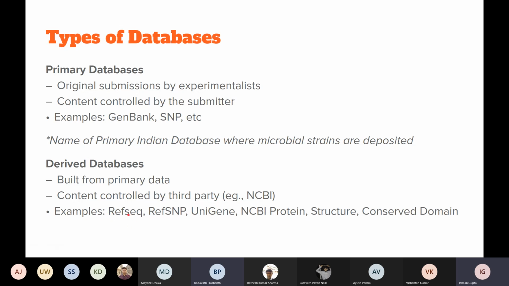For example, RefSeq. Can somebody tell me what RefSeq does? What information does RefSeq have? You have probably looked at it. About protein databases? Anybody else want to give it a try? RefSeq was mentioned in the last lab.